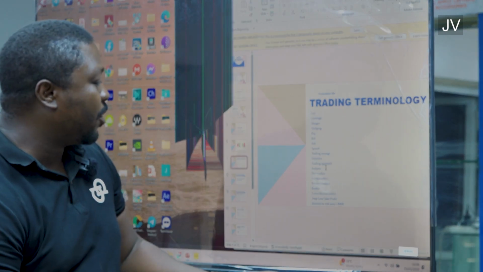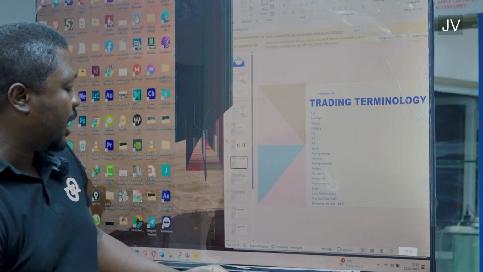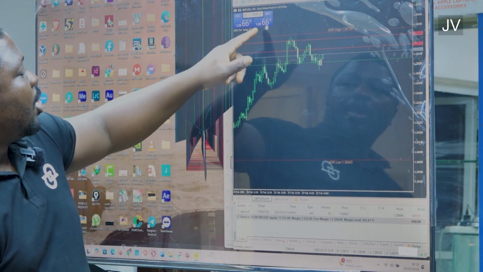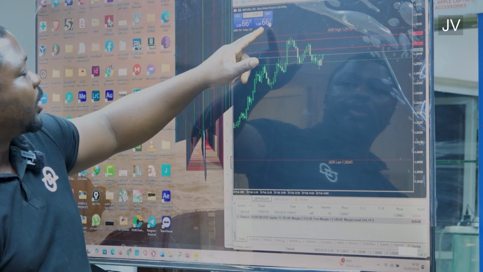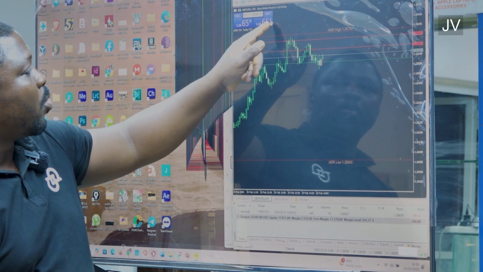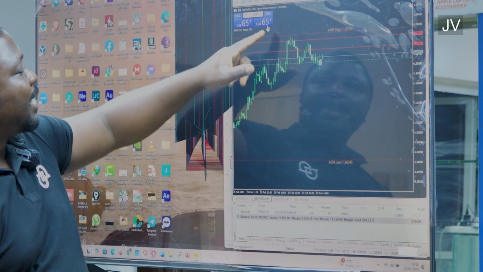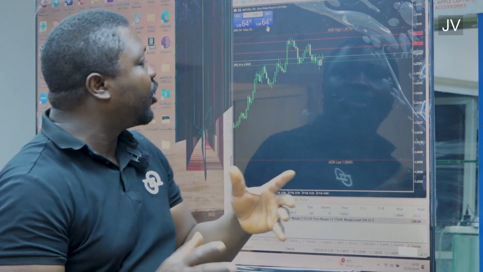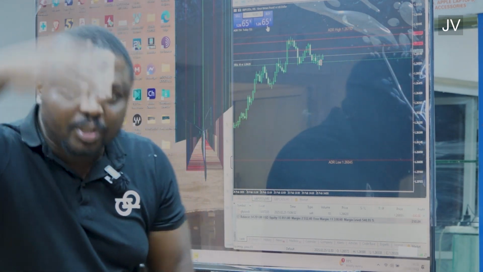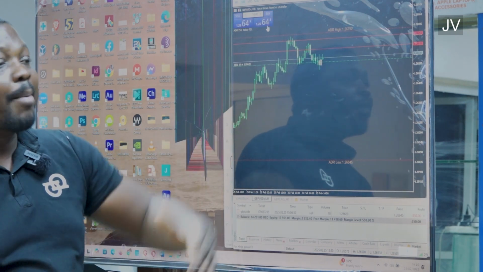Now, another thing is the PIP. Let me give you an example of a PIP. This is a PIP. As it moves from 66 to 67, it is going to be 1 PIP. Each PIP. This small one here is a pipette. So from 64, if you move down by 1 PIP, that is how it works. So the more it goes up, the more pips you see. The value of what you are buying determines how much money you are making or losing.